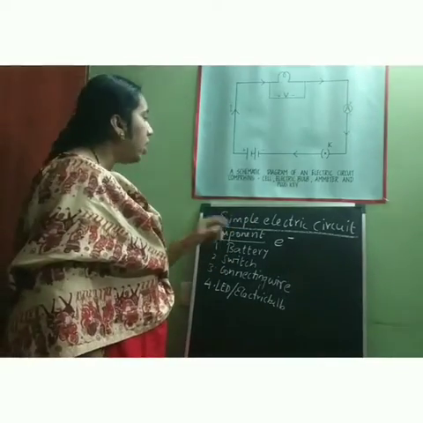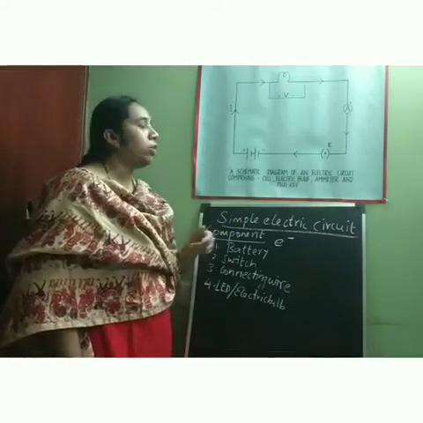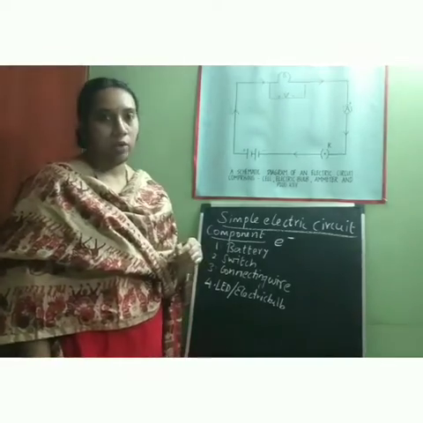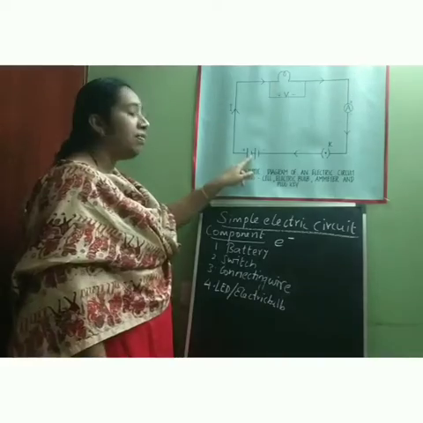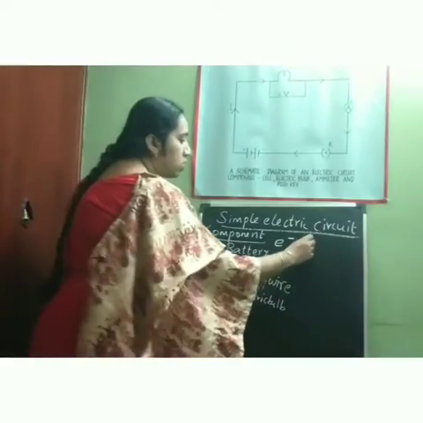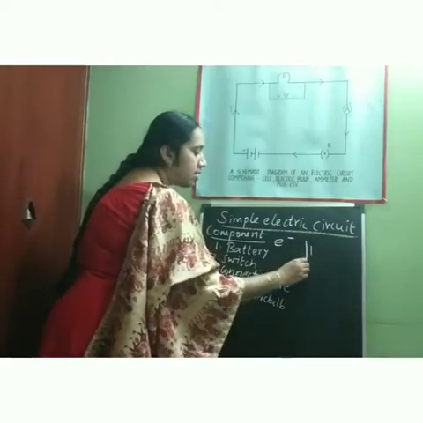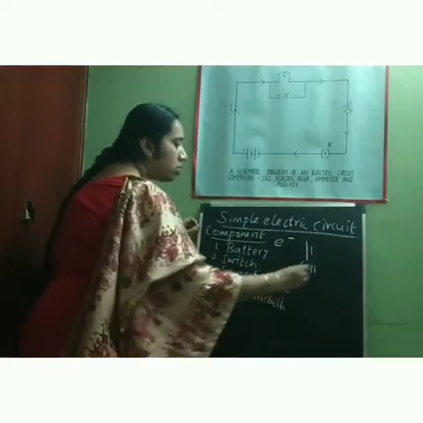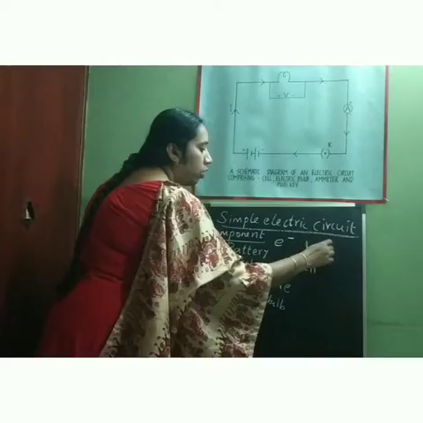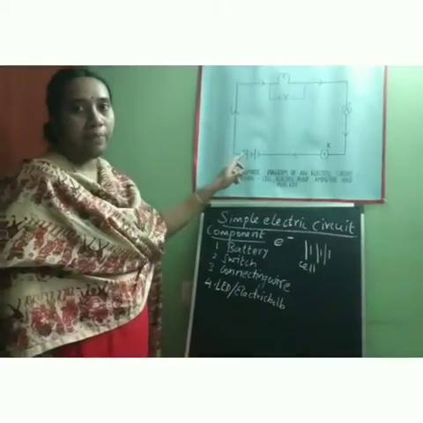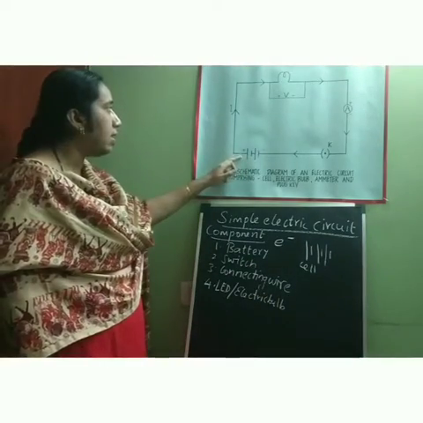Next we are going to see what are the components you need to design a simple electric circuit. The first component is a battery. This is the conventional symbol for the battery. This is said to be a cell. When you connect more than one cell, it is said to be a battery. So the first component you need is a battery.